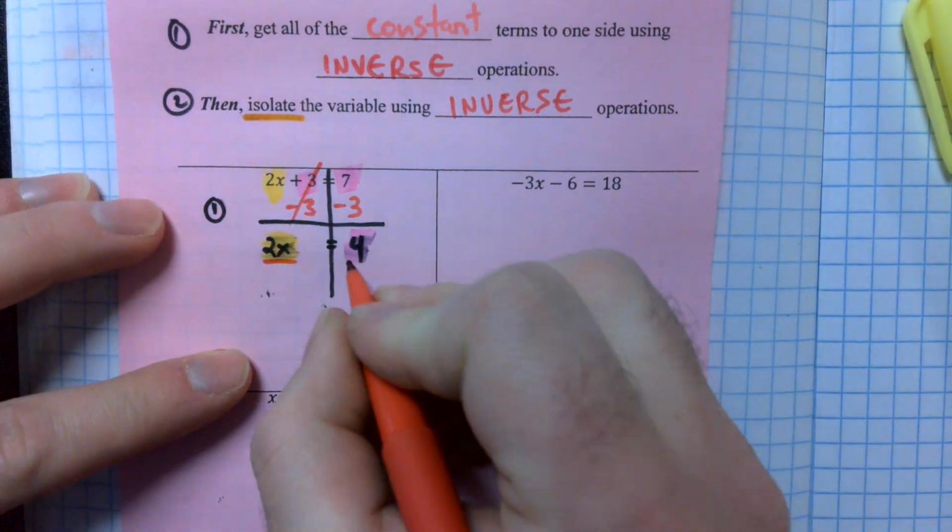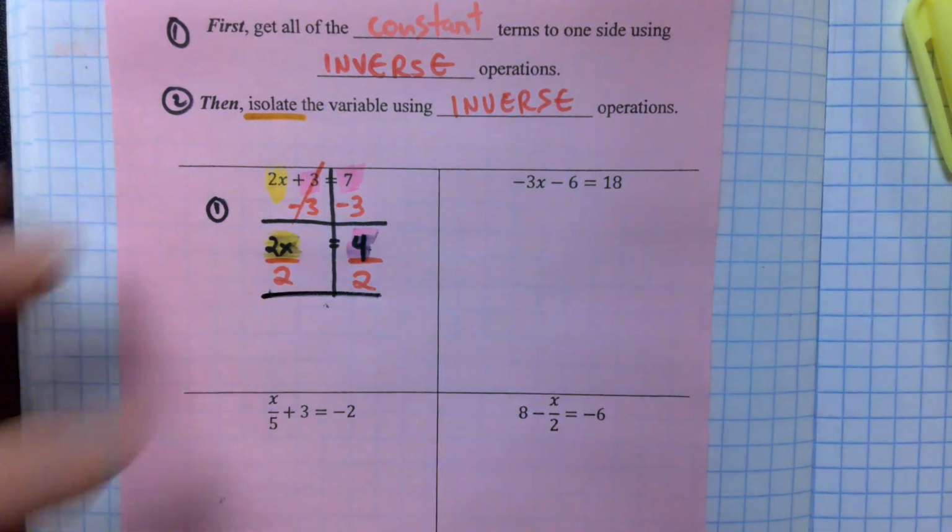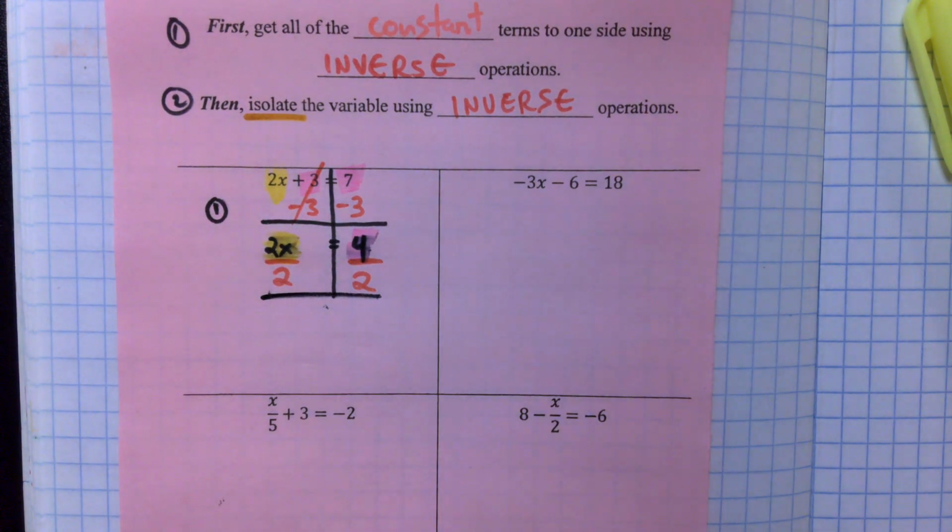I appreciate that. We're going to divide both sides by 2. What happens to my 2's on the left? Cross them out. That's right. They make 1. Exactly. And what is 4 divided by 2 going to give me on the right? 2.